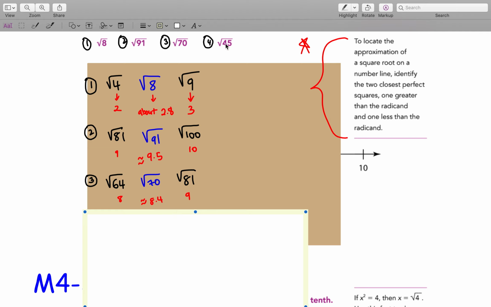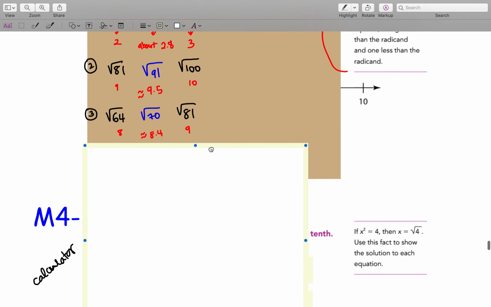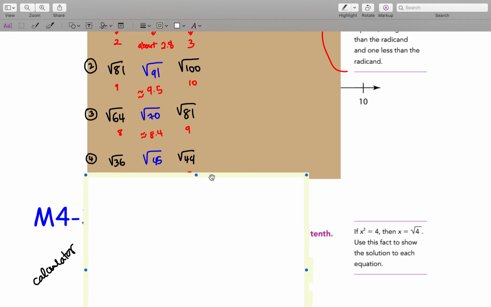Number 4 is radical 45. You put that in the middle and find two perfect squares, which are 36 for 6 and 49 for 7. So we know it's in between 6 and 7. Since the difference to 49 is less, it's closer to 7, so it's about 6.7.